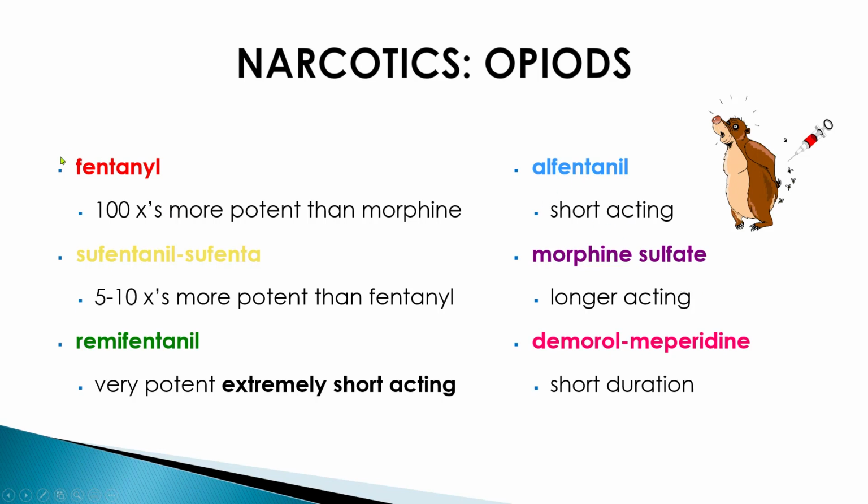And then you have what you're going to see more in the OR with a continuous infusion. You've got fentanyl, sufentanil, and remifentanil. Fentanyl is 100 times more potent than morphine, and sufenta is 5 to 10 times more potent than fentanyl. And then remifentanil they like to use because it's very short acting. It doesn't linger around and the patient wakes up sooner.